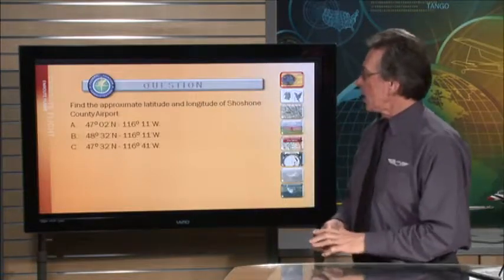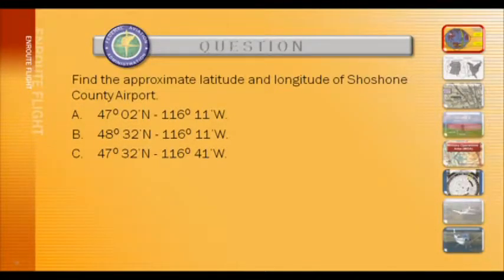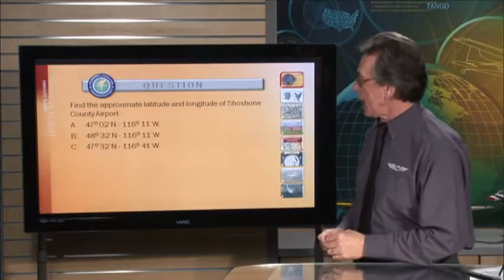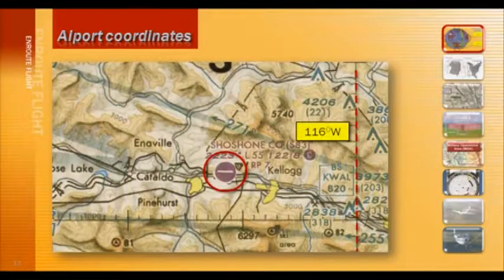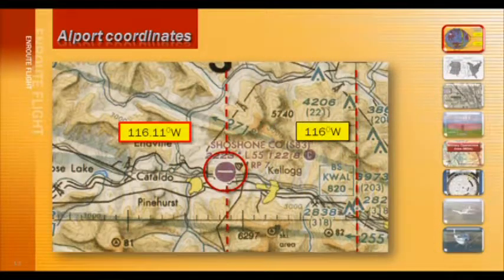We want you to find the approximate latitude and longitude of Shoshone County Airport. There are 3 possible answers, but in order to do that, we're going to have to use a chart to help you out. So we go to our chart, find Shoshone Airport. There it is. Zero in a little bit tighter. There we have it. Now, the closest longitude, 116 degrees there, west. And if we come around to the center up on Shoshone, we see it's 116 degrees 11 minutes west.